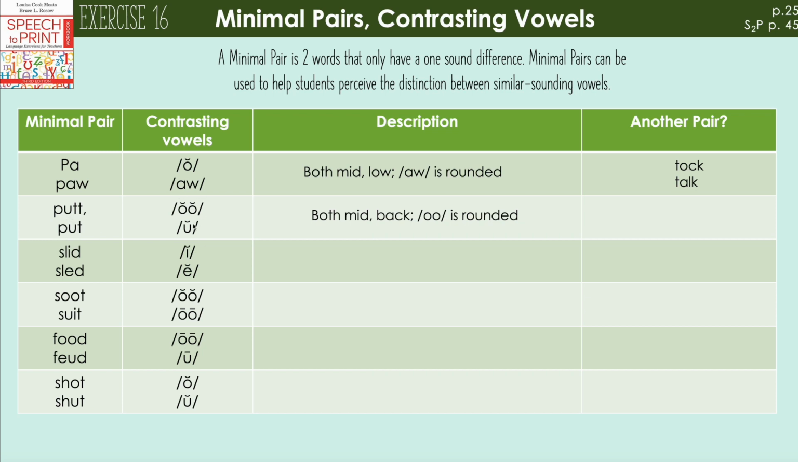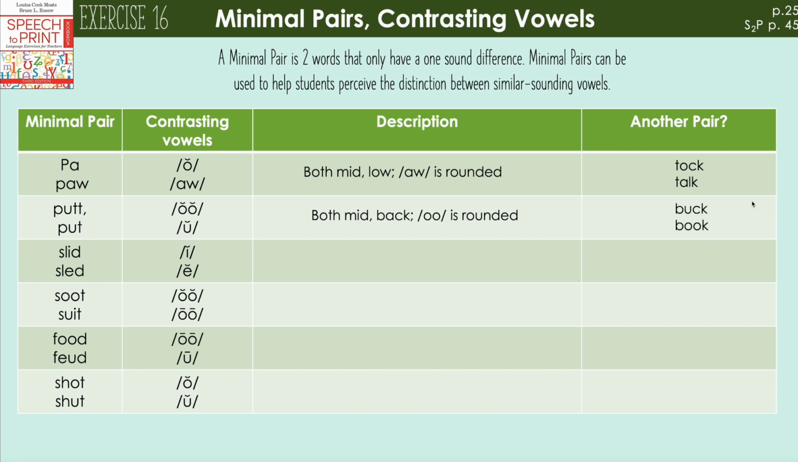I think I have those backwards. No, I think I have these symbols backwards. Sorry, I'll have to fix that because you have put and put. This one should be the short U, and this one right here should be that short double O. It's almost like an oo where your lips kind of poke out a little bit.